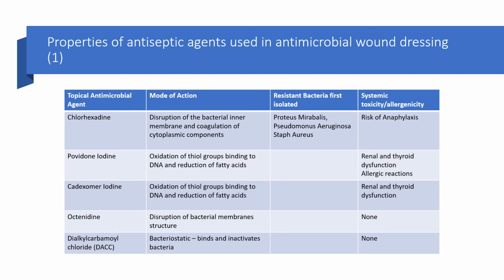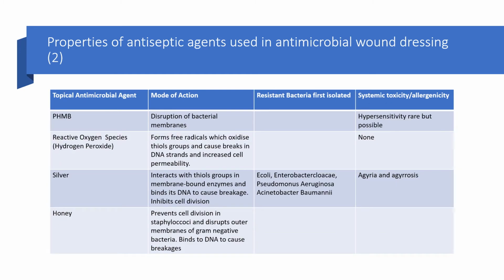of allergic reactions. Cadexomer iodine, again a similar mechanism, and again has to be used with care in renal and thyroid dysfunction. Octenidine causes disruption of bacterial membranes and has no resistance and no known toxicity. And DACC technology, which is more recent, is however bacteriostatic. So it binds and inactivates the bacteria but doesn't actually kill them off, but has no known resistance and no systemic toxicity or allergenicity.